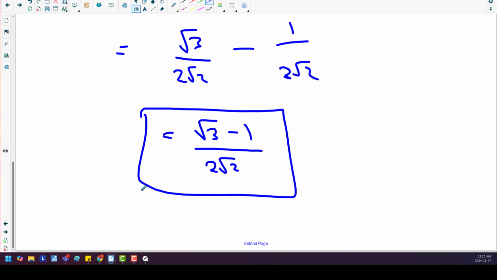One way you can test this out is by plugging this into your calculator. We have root 3, so do root 3 in your calculator, 1.73205 and so on, minus 1, you get 0.73205, then you divide it by 2, then you divide by root 2, and you get 0.2588, approximately. Obviously, I'm rounding to 4 decimal places.